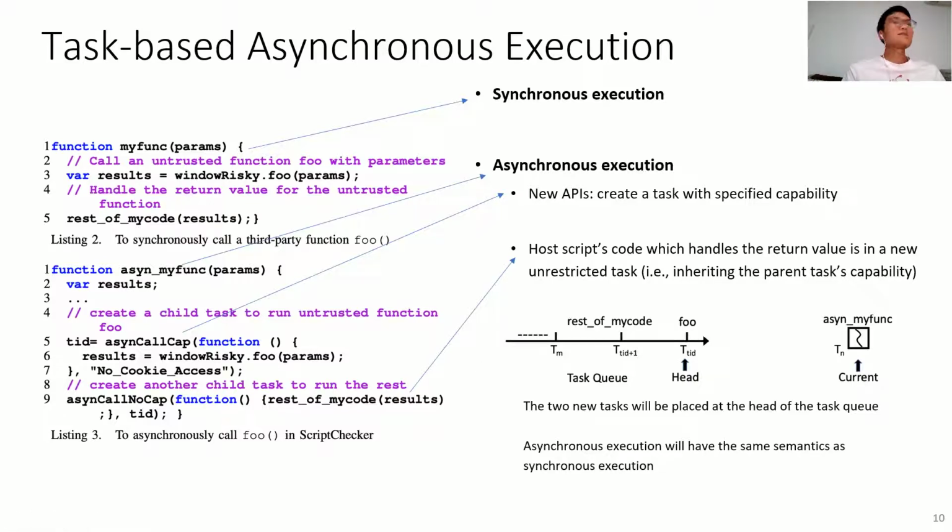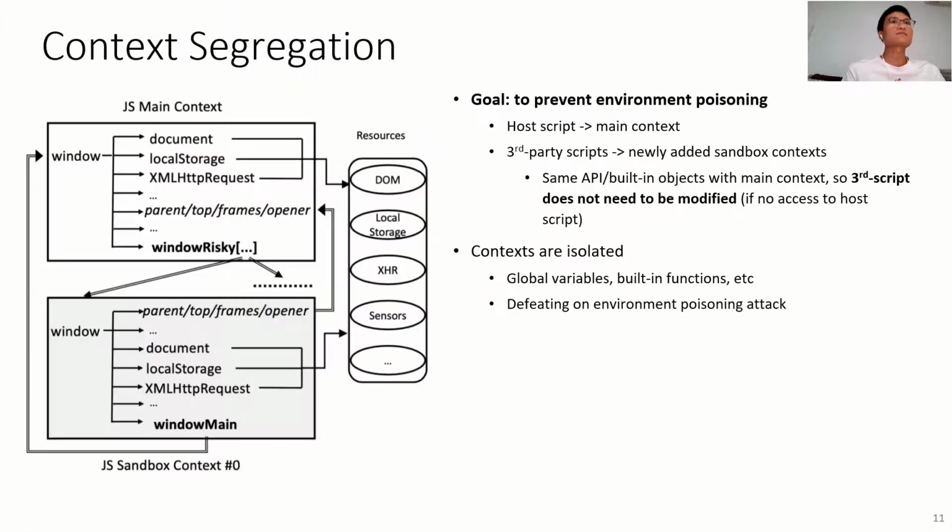Here is a task queue maintained by the browser. The synchronized myfunc is running as the current task, and the two newly created tasks will be put into the head of the task queue to maintain the same semantics as the synchronized function invocation.